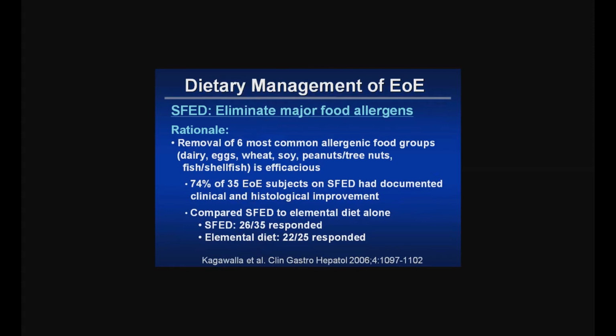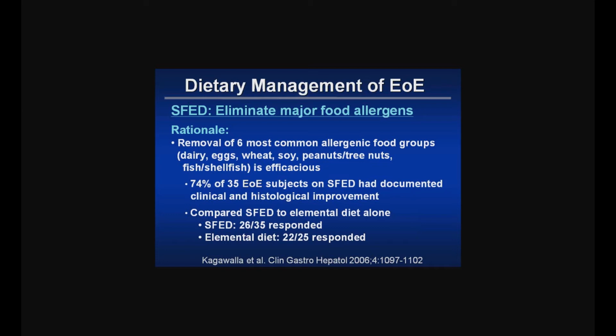So what about the 6-food elimination diet? Well, again, in that diet, you remove the 6 major allergenic foods: milk, egg, wheat, soy, peanuts, tree nuts, fish, and shellfish. And in a study by Dr. Kagawala and associates, there were 35 subjects, and 74% of them had documented improvement in both their clinical symptoms and when they looked at tissue from the esophagus.